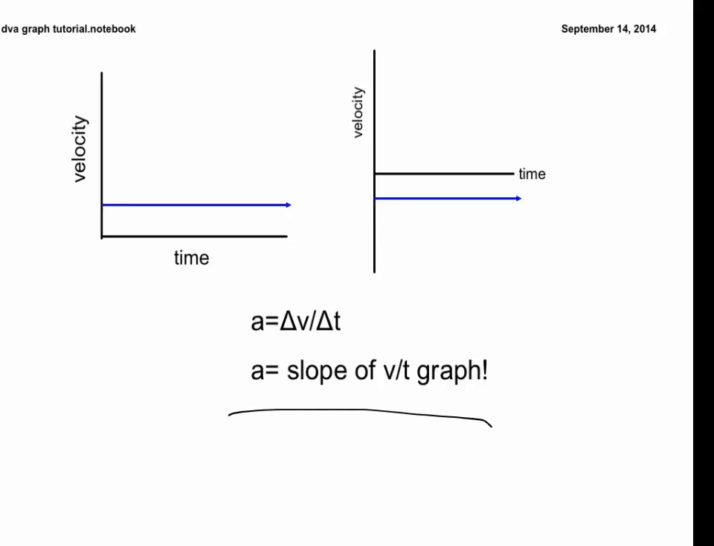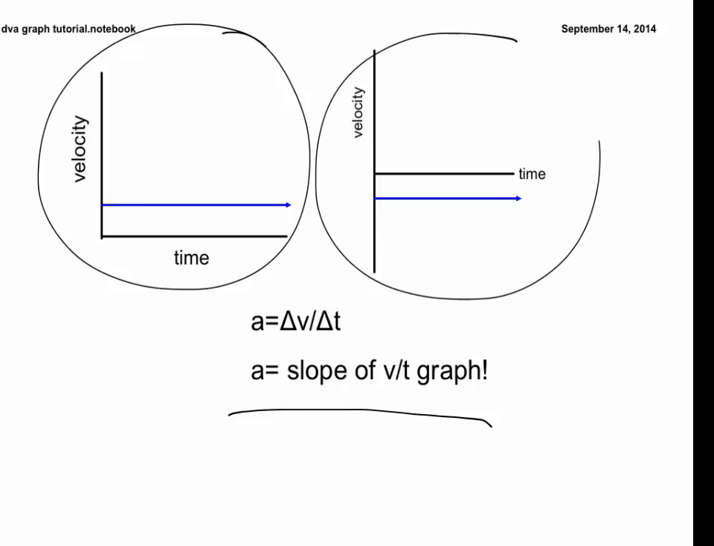What do you notice about the slope of both of these graphs? It should be very obvious. In both examples, you have no slope. They're both flat. So that should tell you here, ladies and gentlemen, that our acceleration is 0 meters per second squared. These objects are both moving at a constant rate.